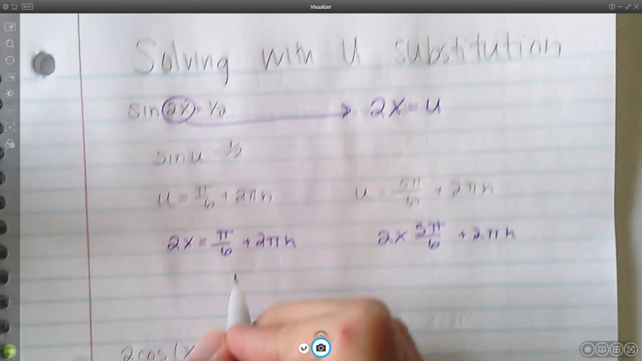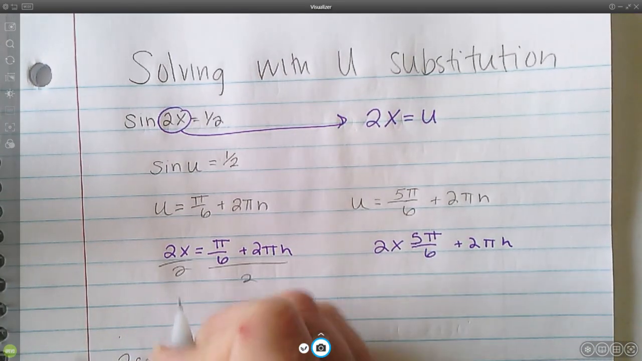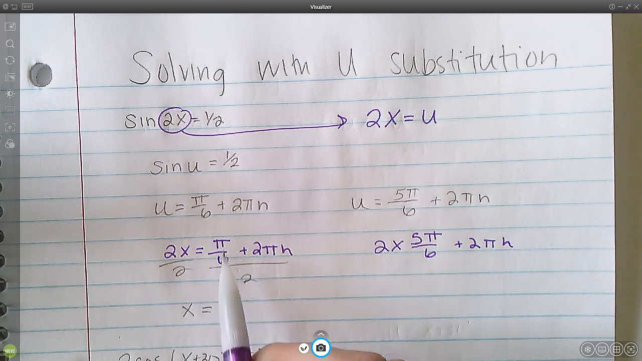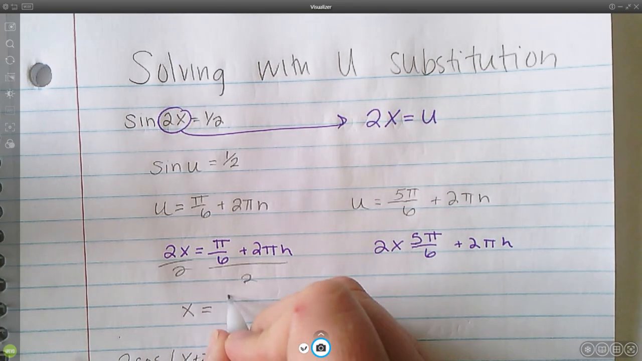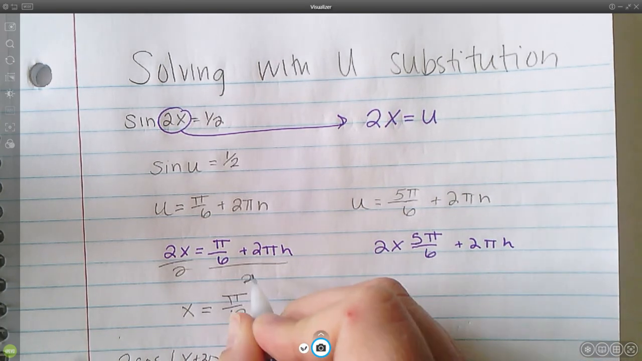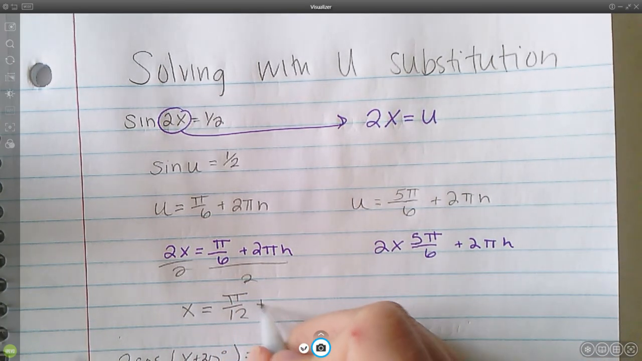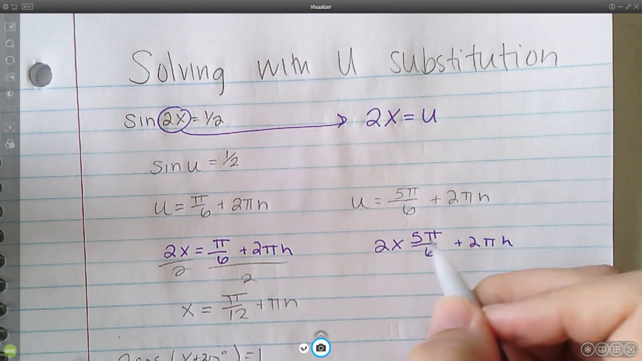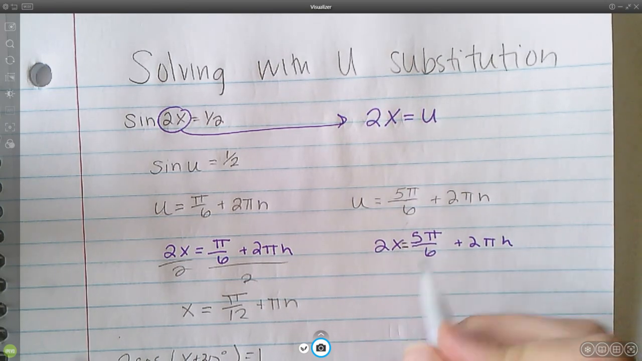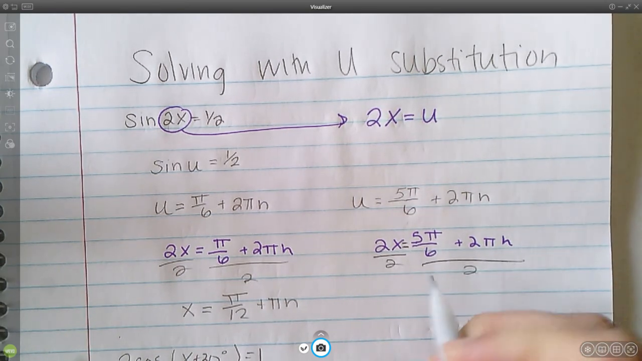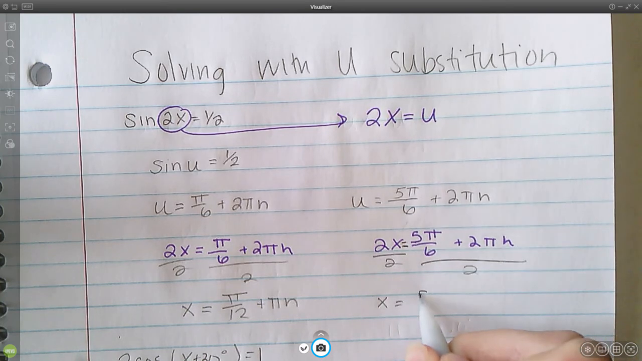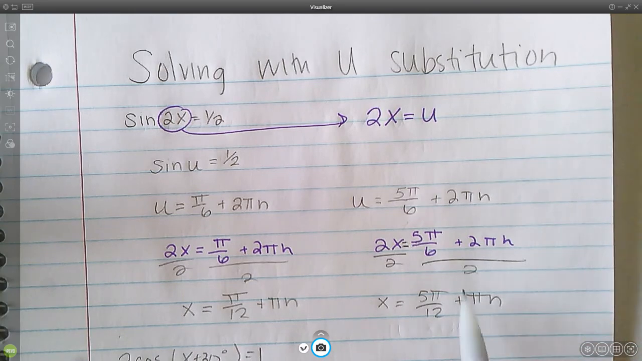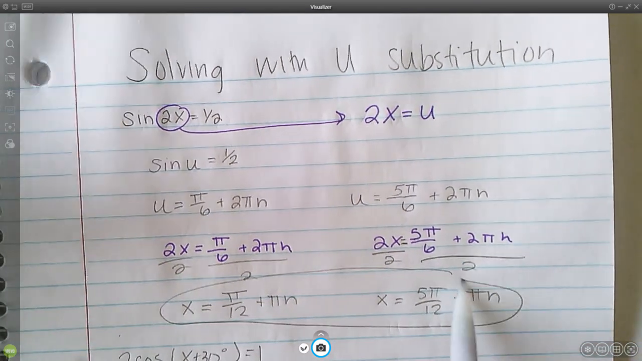So we need to divide both sides by 2. And we get x equals, dividing by 2 is the same as multiplying by 1/2, so this is going to be pi over 12, and then divide this by 2, so we have plus pi n. And then over here, divide by 2, so we get x equals 5 pi over 12 plus pi times n. And those are our two answers.